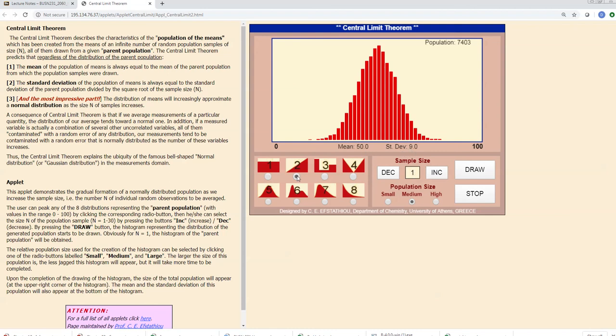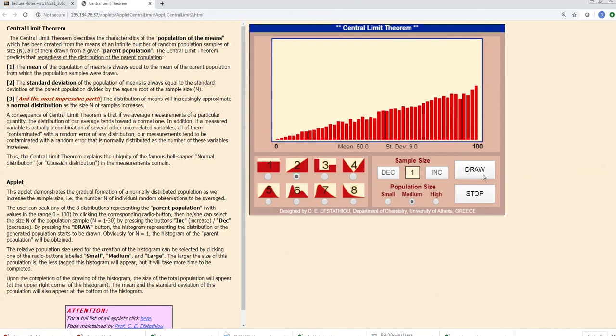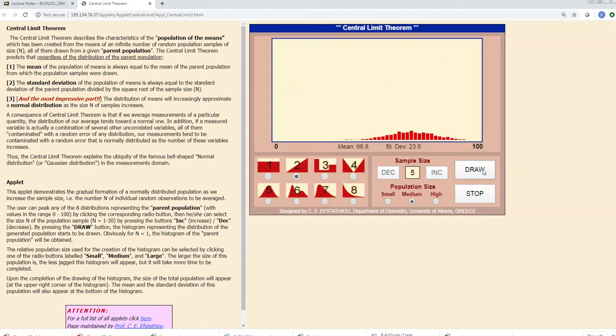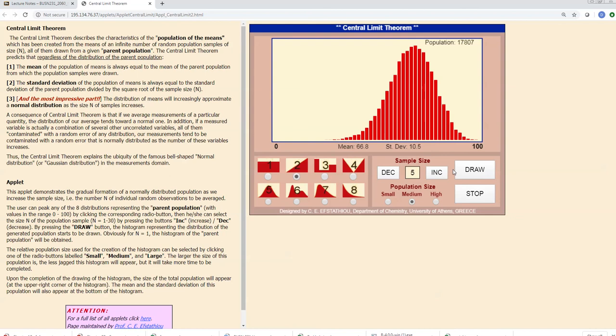So now let's take a look at number 2, for example. It's also kind of similar to number 8. It's an extreme case of a left skewed distribution. So let's draw the population. There it is. Okay, very good. Triangular distribution. Now let's go up to 5 and draw a bunch of samples.